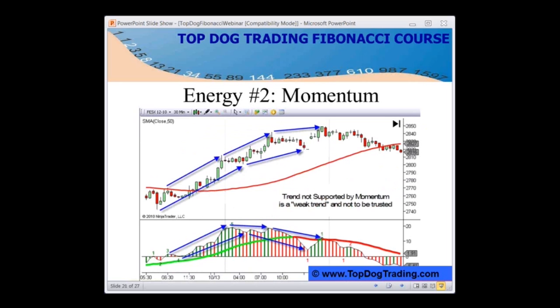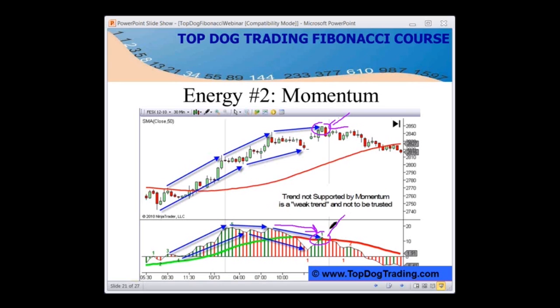Energy number 2 is momentum. Now my momentum indicator is down at the bottom, and as you'll see, momentum indeed does often lead price. Here we've got a higher high on price, but a lower high on the momentum indicator. And so it is leading price. And we can actually short, we don't have to wait for lower highs to short. We can actually short higher highs.